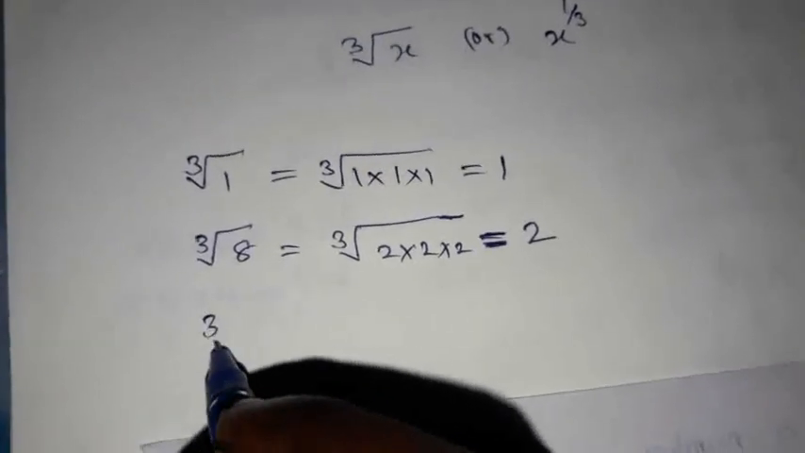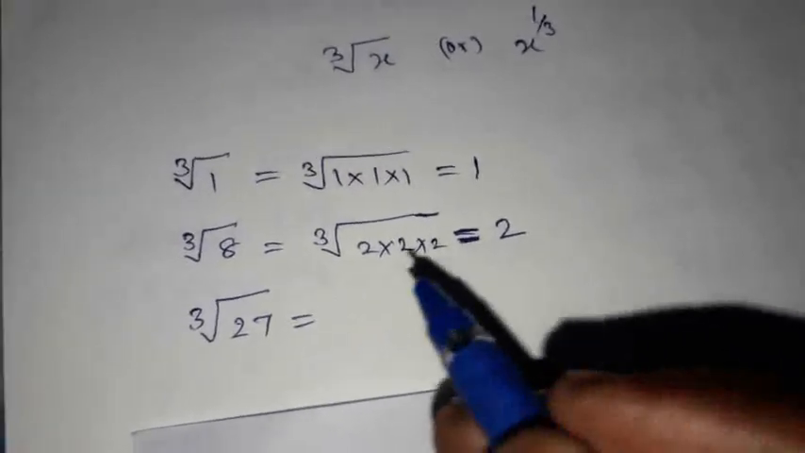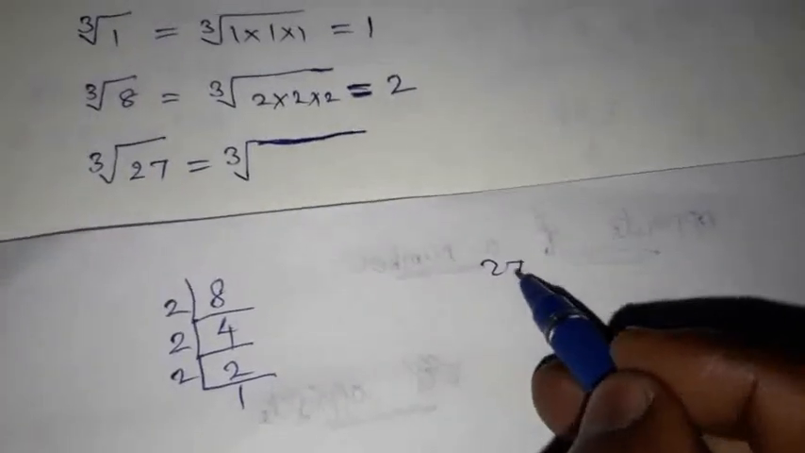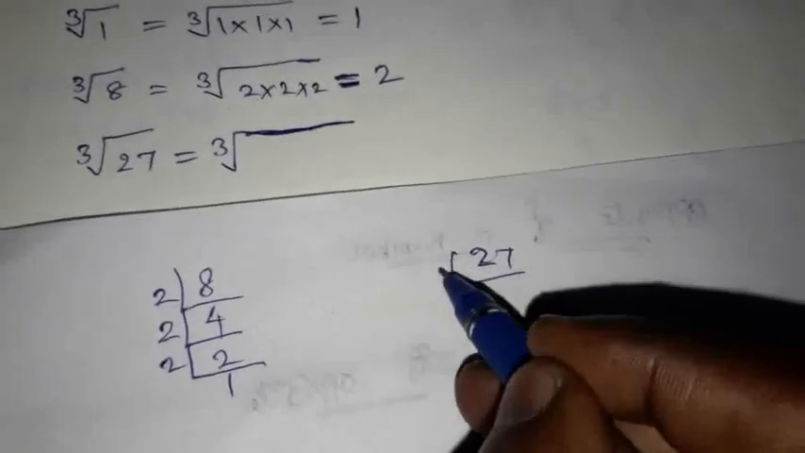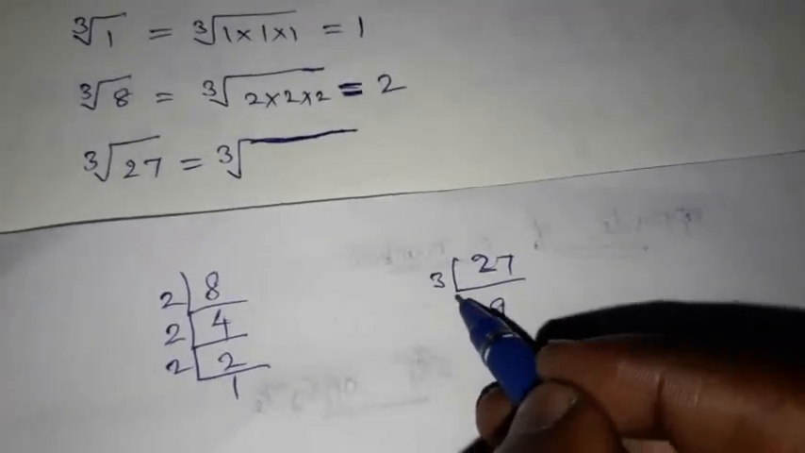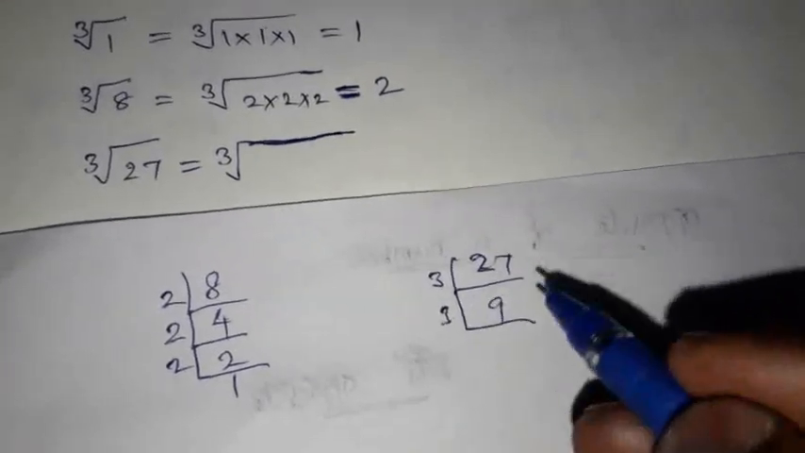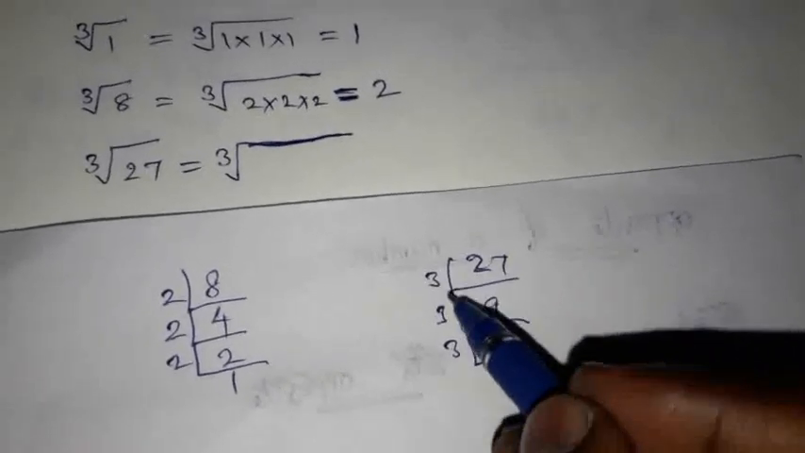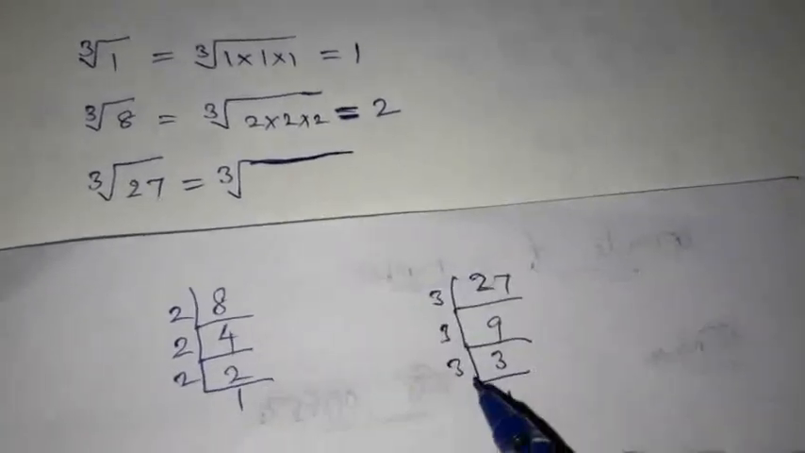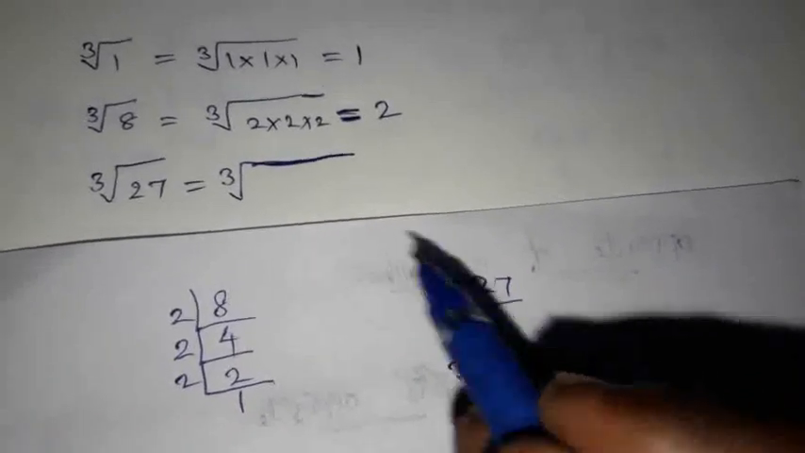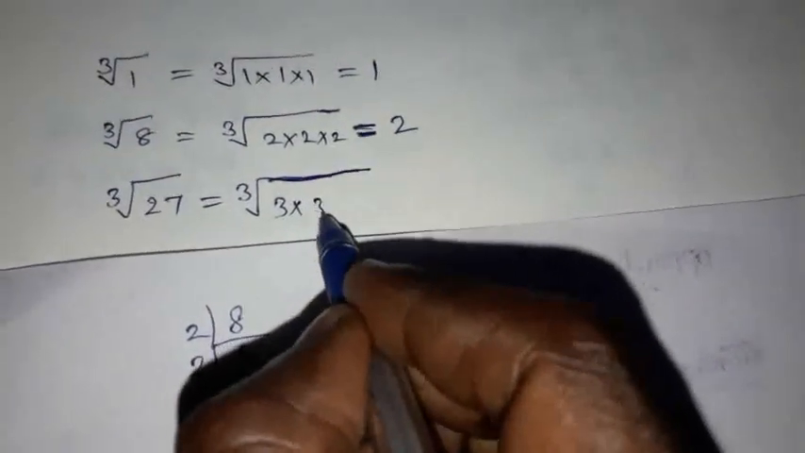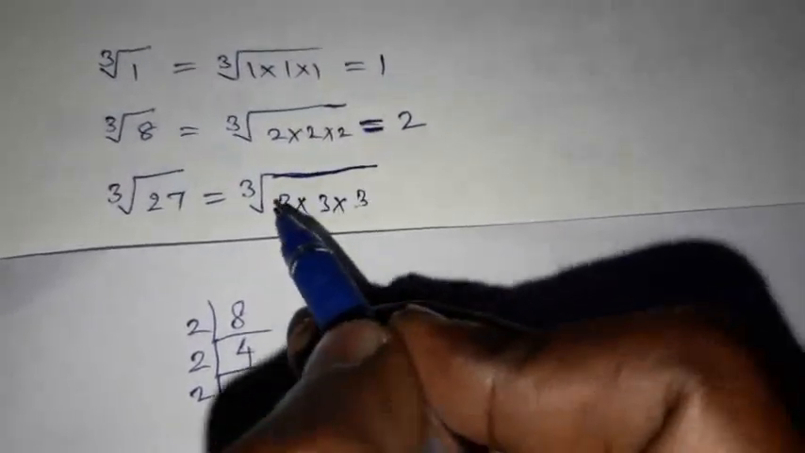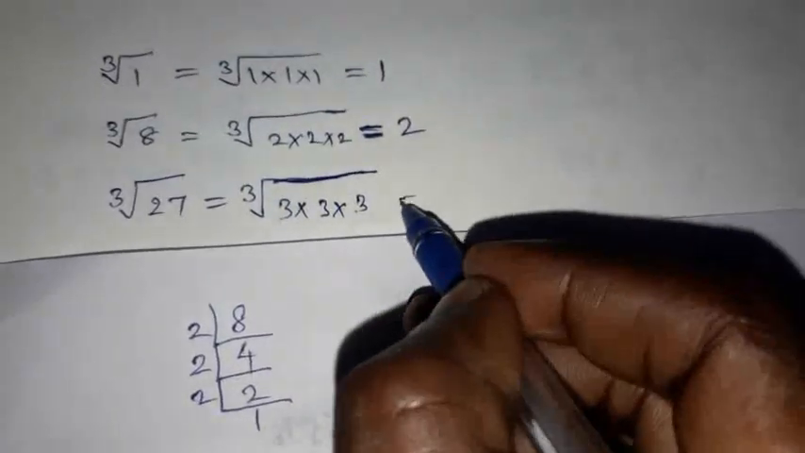And then we are going to find the cube root of 27. Let's see. Cube root of 27. Third table. 9 3s are 27. Next is third table. 3 3s are 9. 1 3 is 3. So we got 3 3s. We have to write these 3 3s here. 3 into 3 into 3. So we got 3 number 3s. We are going to find cube root. So the answer is 3.